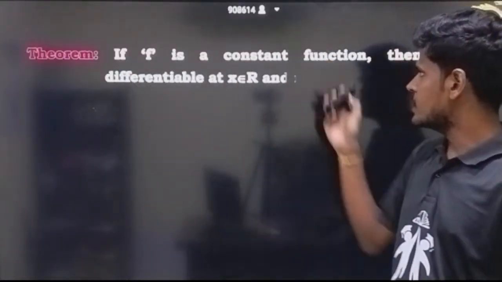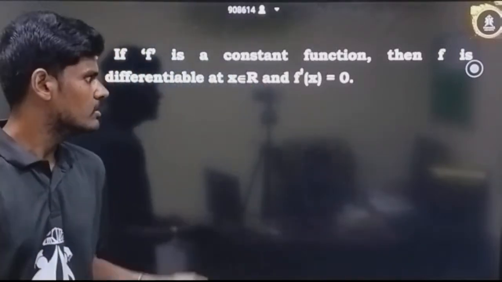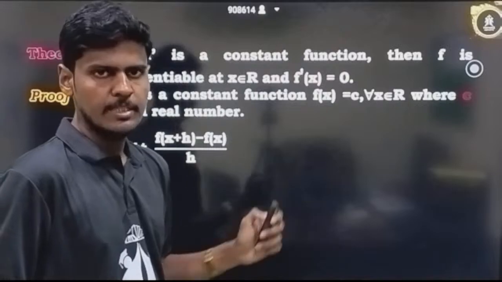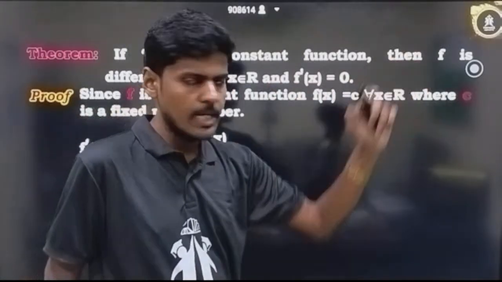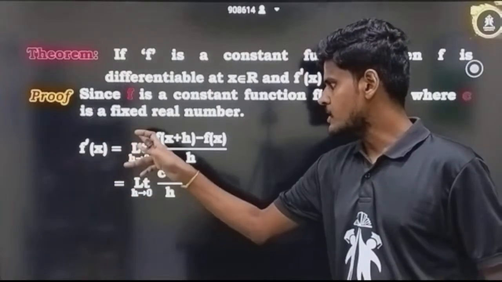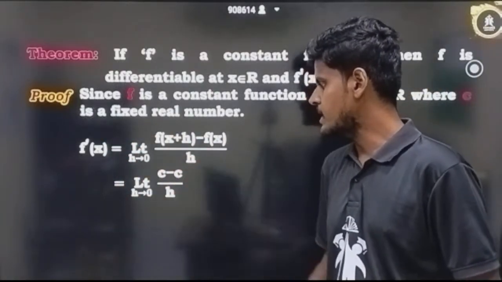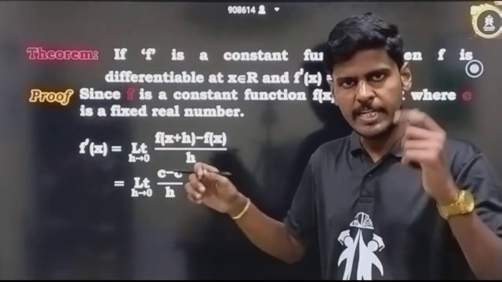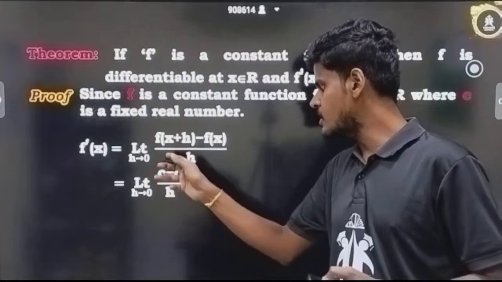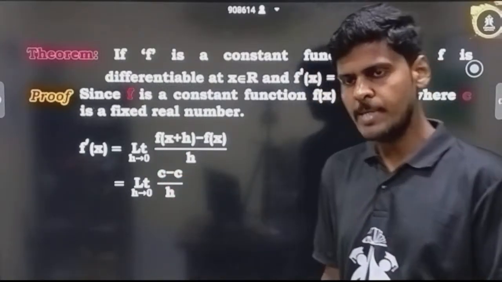First one: if f is a constant function, then show its derivative is equal to 0. Since f is a constant function, that means f of x equals c for all x. Now, by applying the first principle method, f dash of x is equal to the limit h tends to 0, f of x plus h minus f of x by h. So what is f of x plus h? It is again a constant, the same value c. c minus c is 0, and 0 divided by a non-zero number is 0. So the answer will be 0.